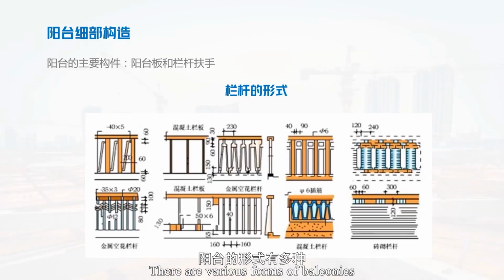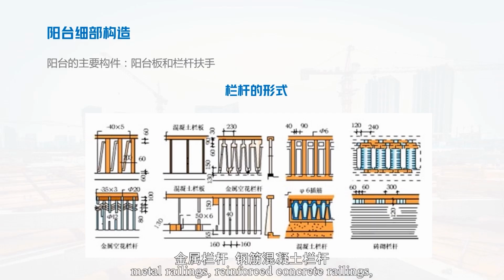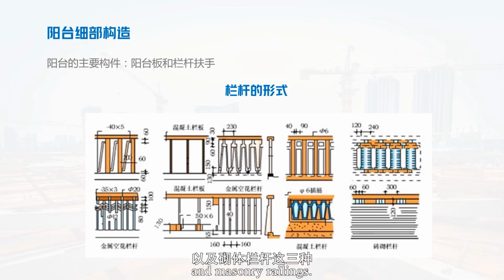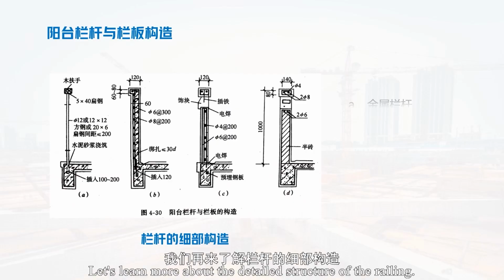There are various forms of balconies. According to materials, it can usually be divided into three types: metal railings, reinforced concrete railings, and masonry railings. According to their appearance, they can usually be divided into two types: hollow type and solid combination type. Let's learn more about the detailed structure of the railing.